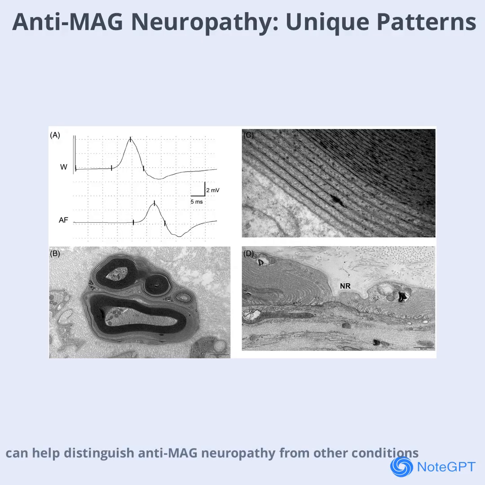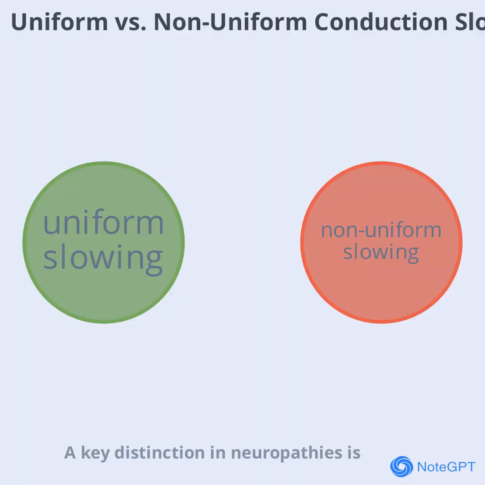from other conditions. A key distinction in neuropathies is whether conduction slowing is uniform or non-uniform. Inherited dysmyelinating neuropathies like CMT1 typically show uniform slowing across nerves and segments, without conduction block or temporal dispersion. In contrast, acquired demyelinating neuropathies and some hereditary forms with perinodal involvement display non-uniform slowing, with patchy blocks and dispersion. This distinction helps guide genetic testing and management strategy.